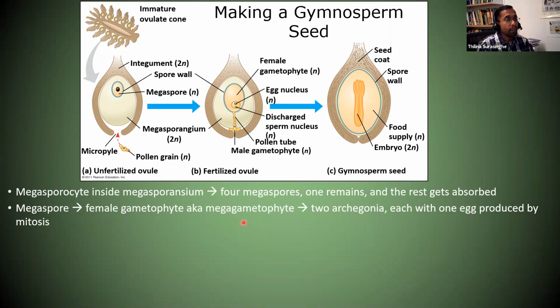And that single female gametophyte will produce 2 archegonia. I don't know why they produce 2 archegonia, because subsequently only one of them will become fertilized. The one that does not get fertilized degenerates.